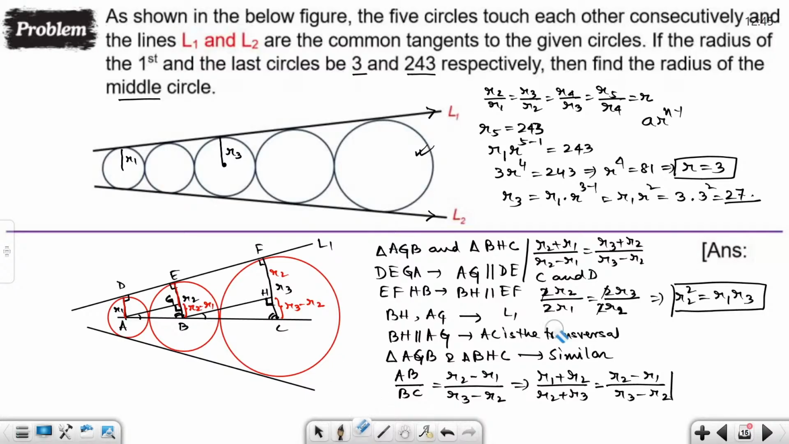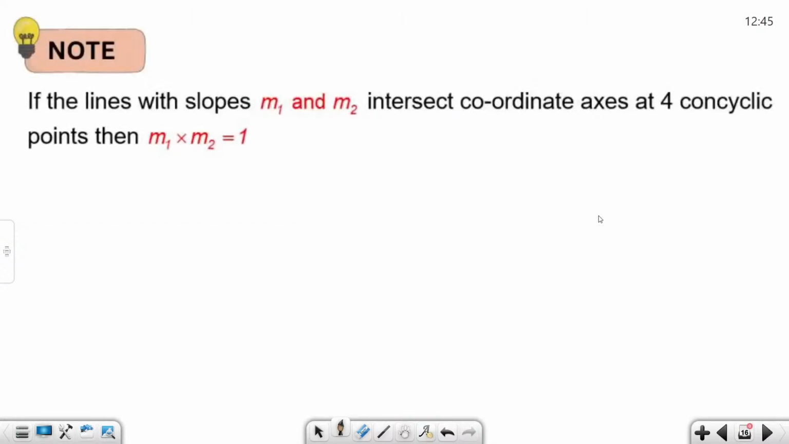Have you got this one? Have you understood this? What I have done, I have taken the first 3 circles and tried to find out the relation between the radius. And we saw that the radius are in GP. So simply by using the GP formula, we get the radius of R3, that is the middle circle, right? It's a fantastic sum.